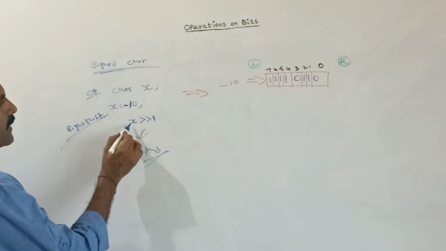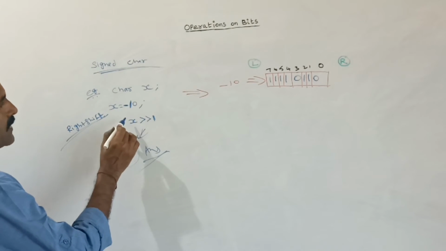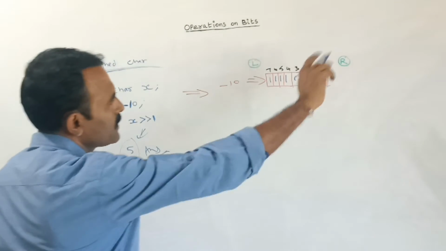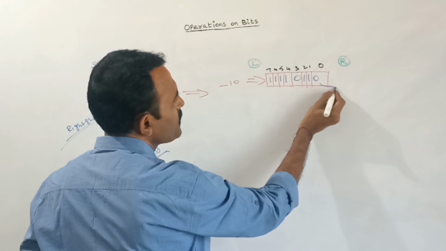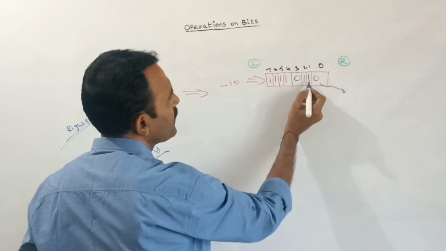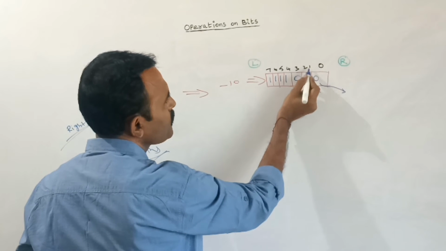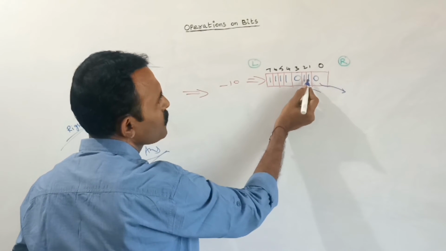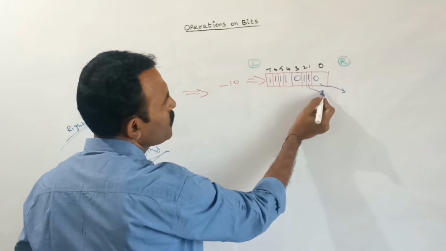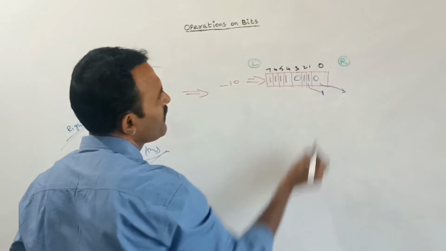I am right shifting this minus 10, x value is minus 10, with 1 position. So the 0th position is popped. Next, the first position moves to the 0th position. The binary value in the first position is 1, so this 1 is shifted to the 0th position. So the 0th position value is 1.